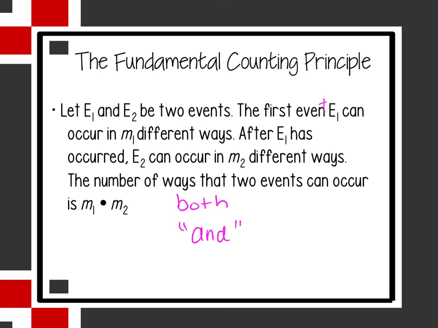So if I roll a die, how many different options are there the first time I roll that die? 6, right? 6 sides on a die. So if I roll the dice twice, there are 6 options the first time, and how many the second time? 6. So the number of different combinations I can get from that is 36. So when we're figuring out the number of ways these events can occur, it's each individual event times each other.